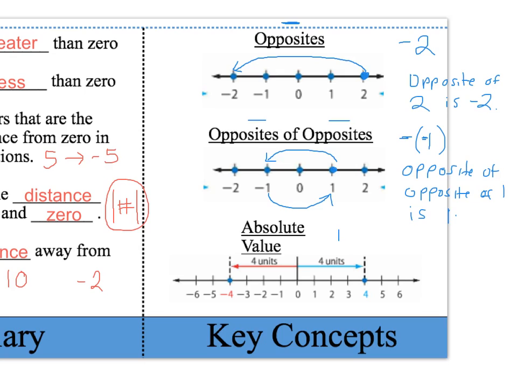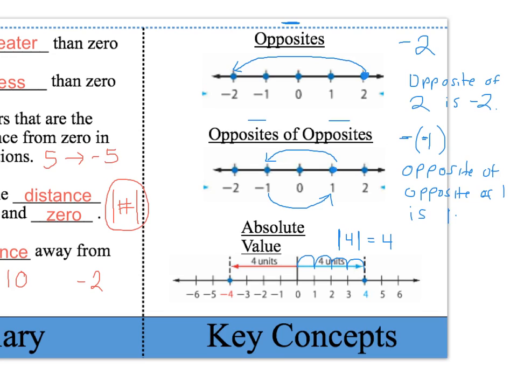I'm going to write it as the absolute value of 4. And remember, this is the way you write it with the two brackets. And I'm going to count from 0: 1, 2, 3, 4. So the absolute value of 4 is equal to 4 because I moved 4 spaces away from 0.